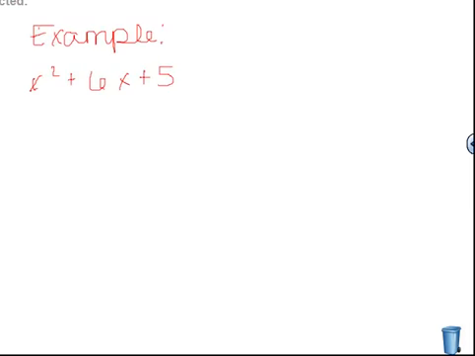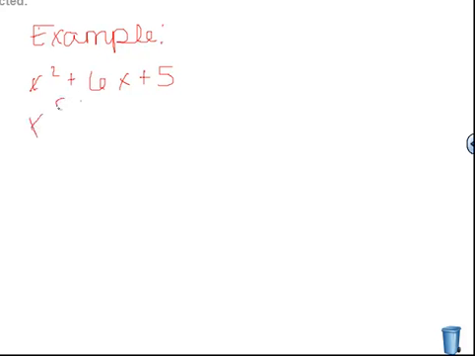An example would be if you're given the equation x squared plus 6x plus 5. You would take the 6 and divide it by 2 and then square it and add it to both sides.